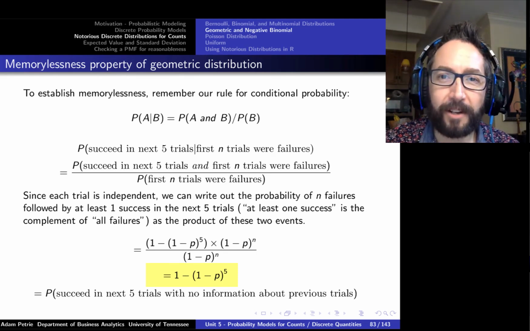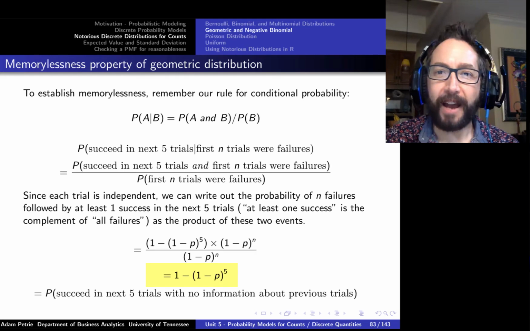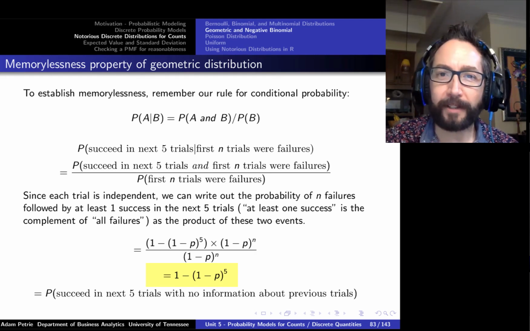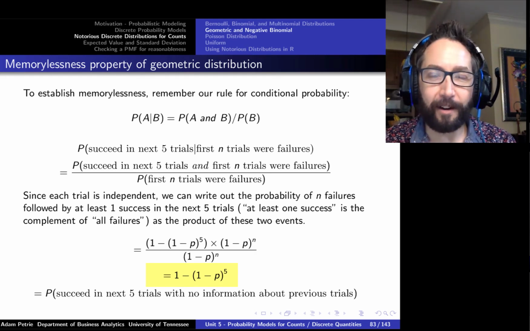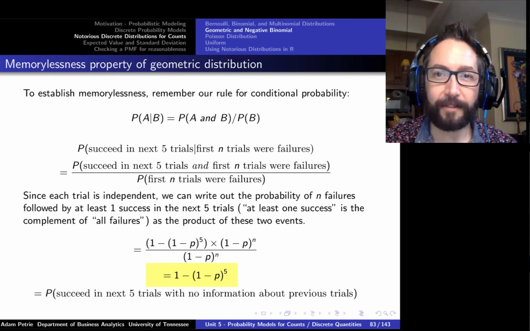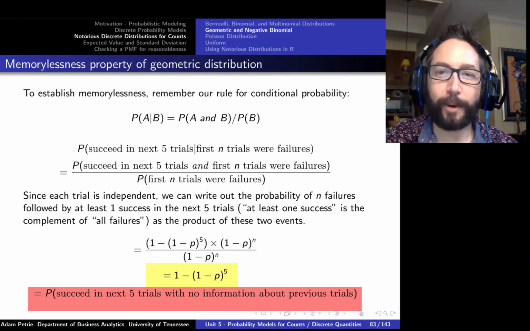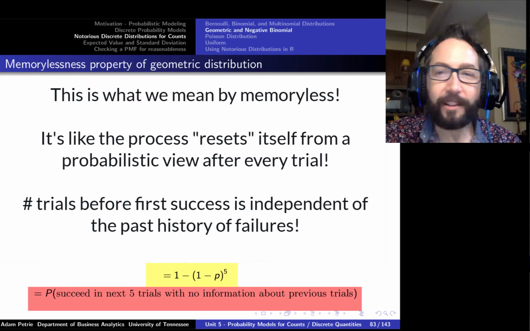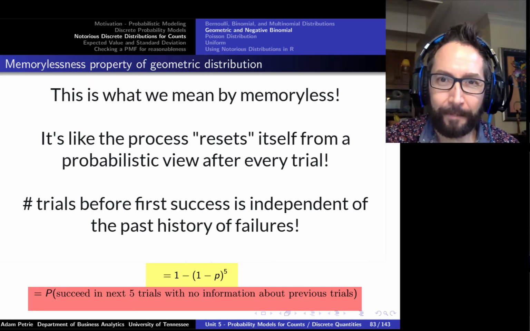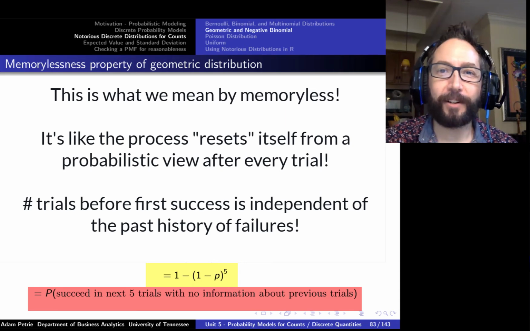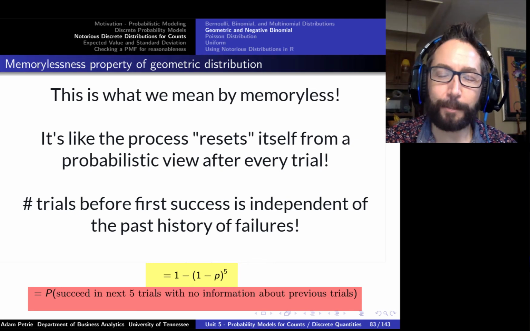So here's what we've discovered. If we condition on the fact that the first n trials were all failures, the probability that we get our first success at some point in the next 5 trials is actually the same number regardless of what n is, the number of failures before. So n could be 10, n can be 100, n can be 1,000,000. This process, for all intents and purposes, looks like it's kind of resetting itself. The probability of having that first success occur in the next 5 trials is the same regardless of how many failures that we've experienced so far.